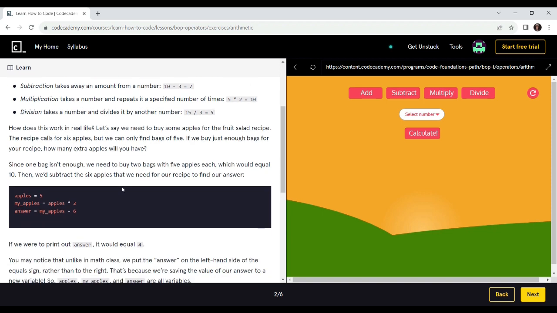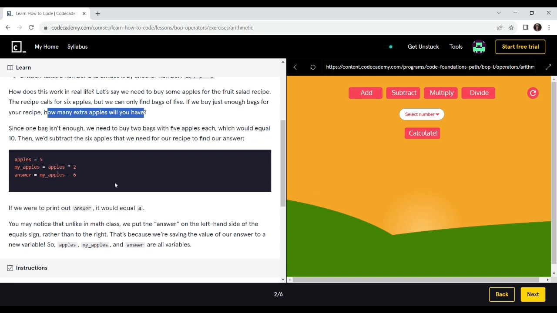One such example is the need to buy some apples for a fruit salad recipe. In this example, the recipe calls for 6 apples. However, the apples only come in bags of 5. So then the question becomes, assuming that you only buy the minimum number of bags needed for the recipe, how many apples will you have left over?